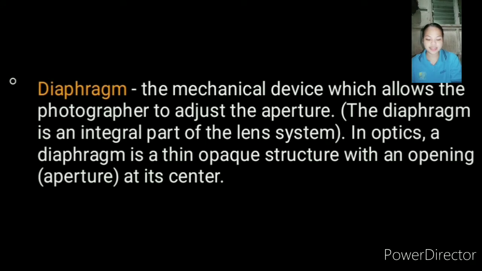Diaphragm, the mechanical device which allows the photographer to adjust the aperture. The diaphragm is an integral part of the lens system. In optics, a diaphragm is a thin, opaque structure with an opening, or aperture, at its center. So, yung diaphragm, it is the iris of the camera. It is the mechanism in the camera that makes the aperture to control the intensity. Yung role niya is to stop the passage of light pwera dun sa liwanag na dumadaan through the aperture.